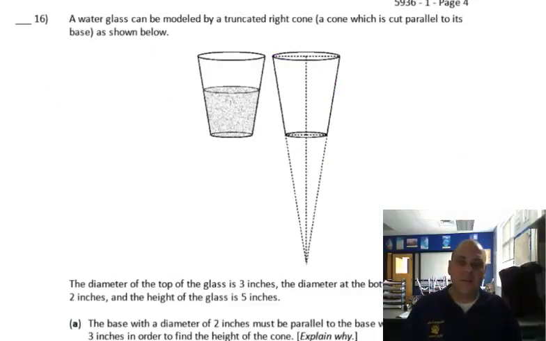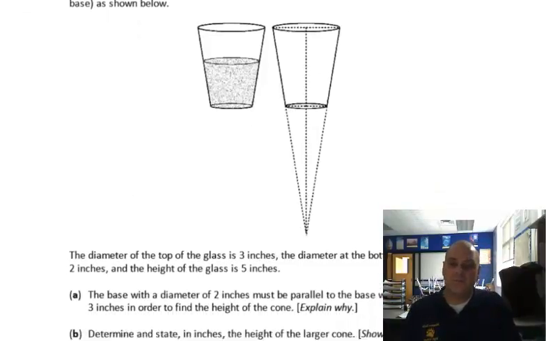So a water glass can be modeled by a truncated right cone. That's what they do when they design water glasses. They use a cone and then they just chop off the bottom. All right, so let's see what's given here.